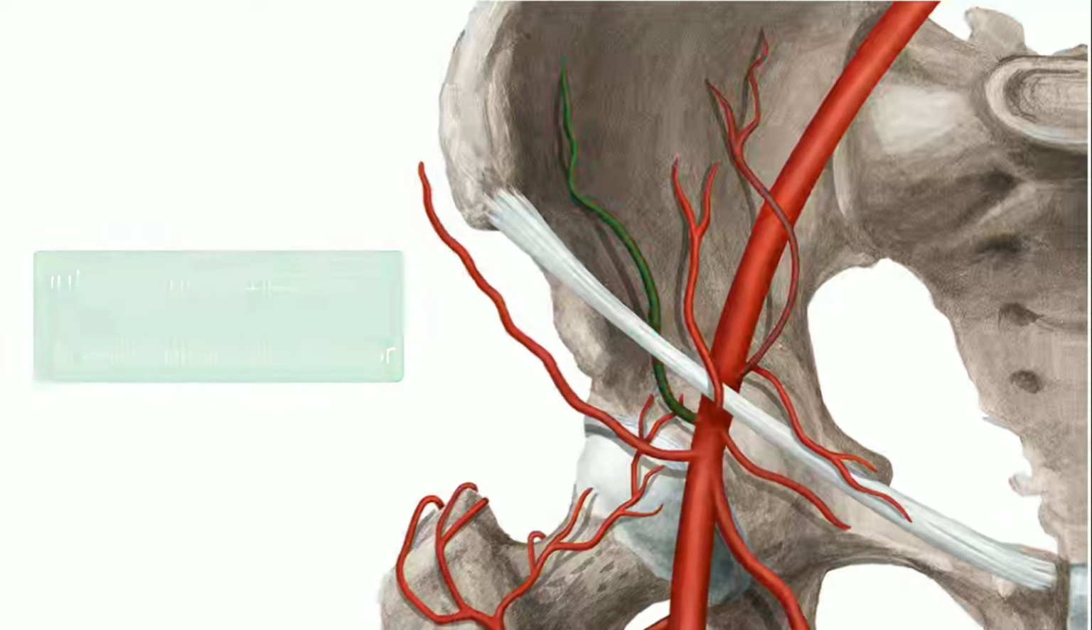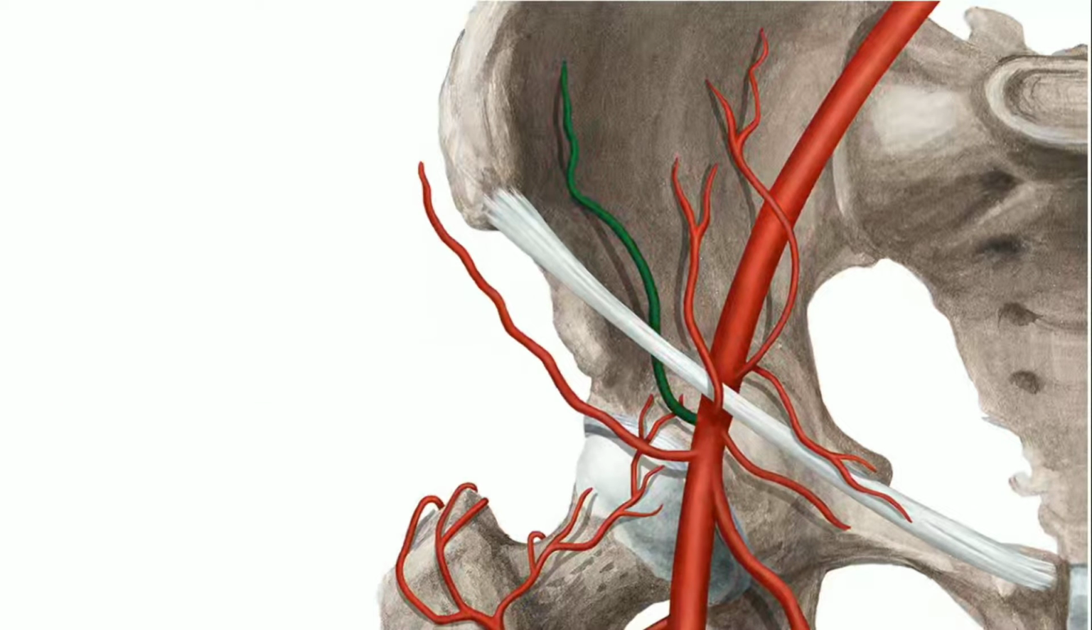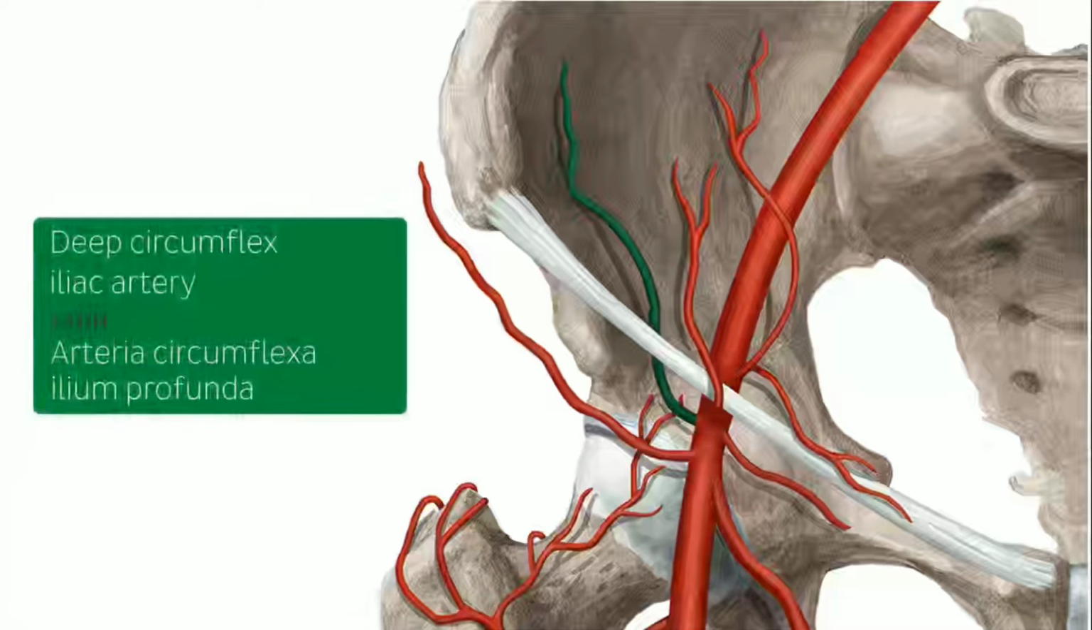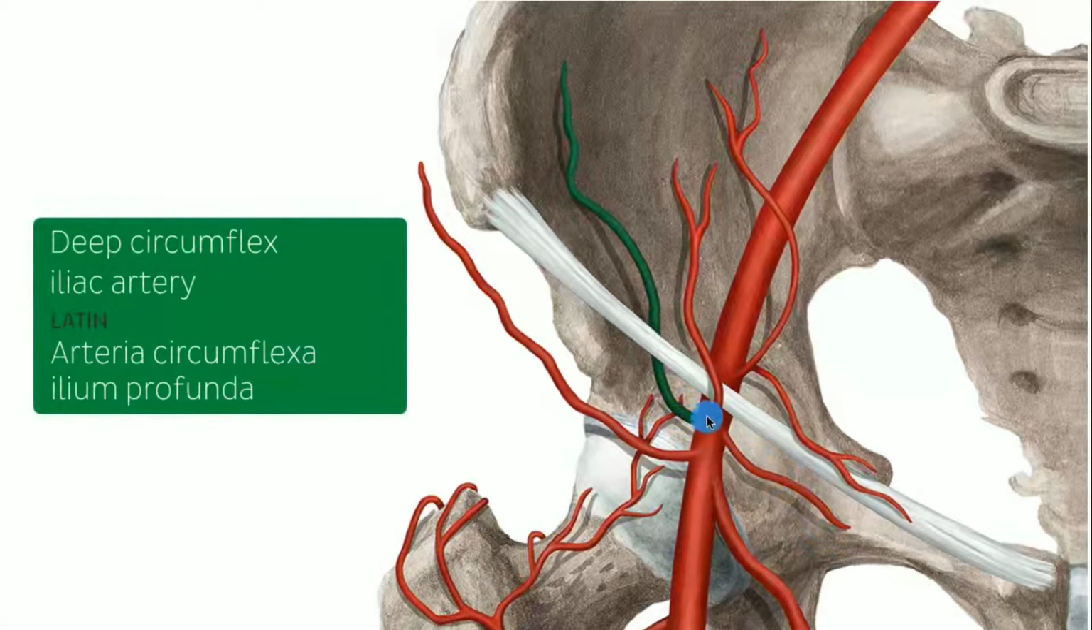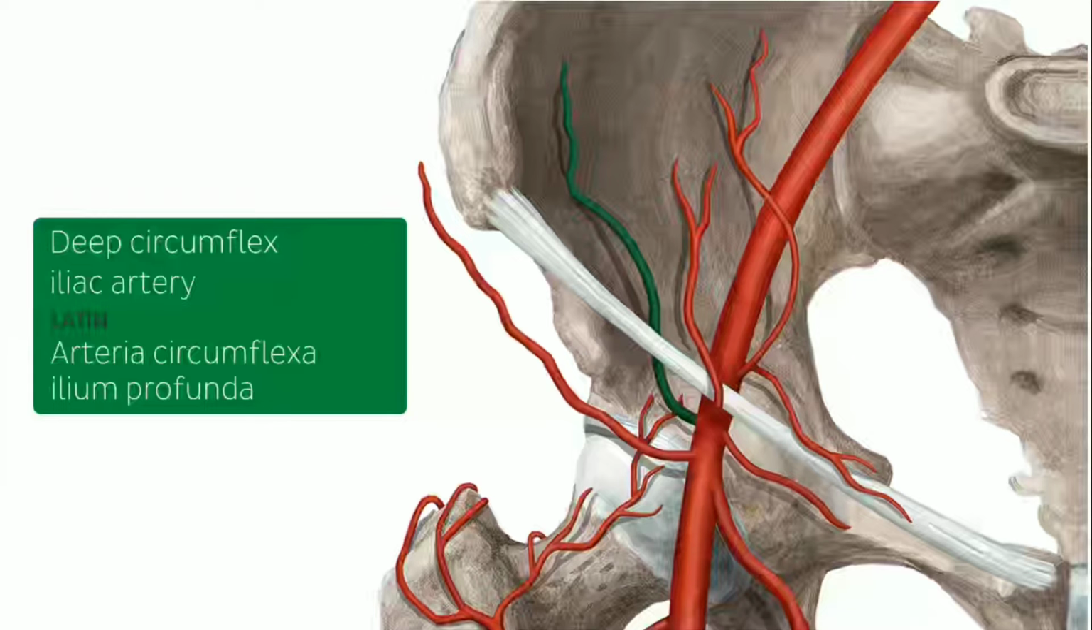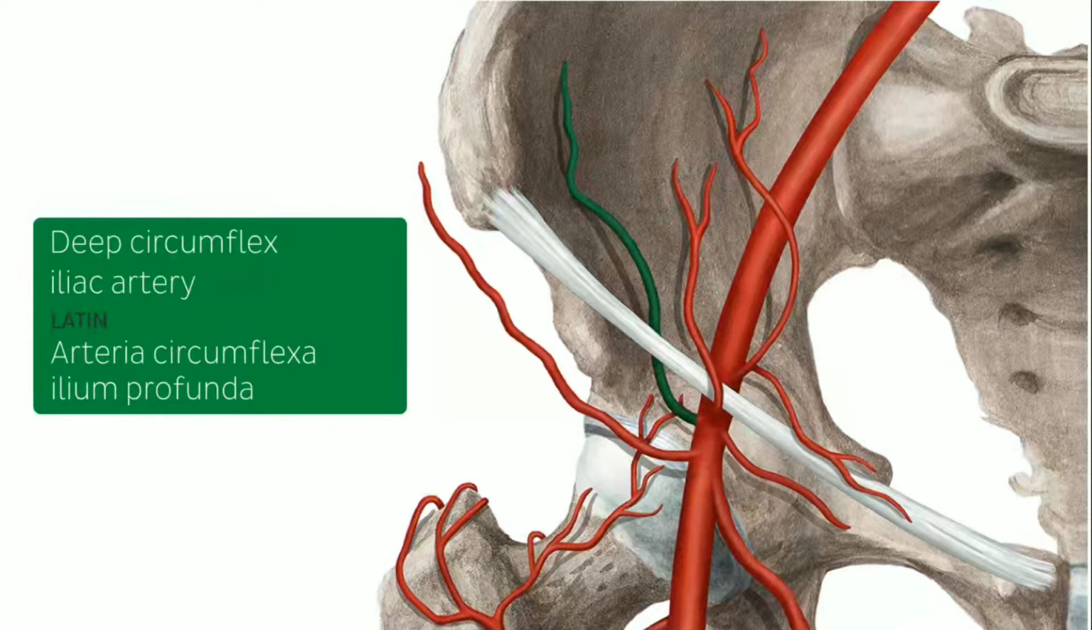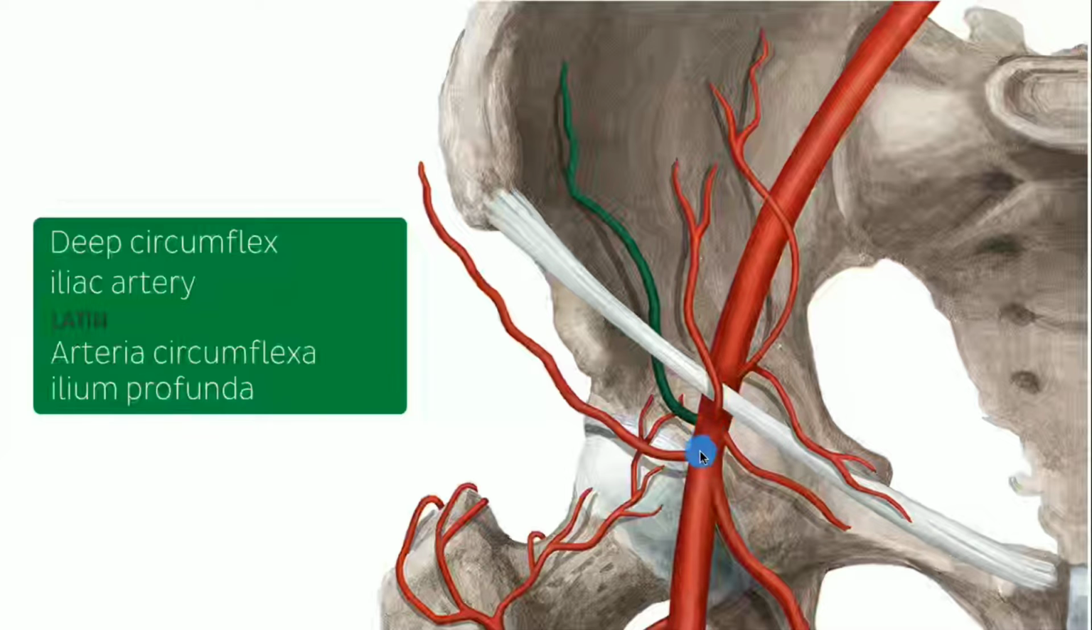Now let's see another artery, which arises nearly at the same level as the inferior epigastric artery, but on the opposite side. This is the deep circumflex iliac artery, which, as you can see, arises from the lateral aspect of the external iliac artery. I must mention that this image is slightly misleading, as it appears that the deep circumflex iliac artery originates after the inguinal ligament as a branch of the femoral artery. However, this is not the case.